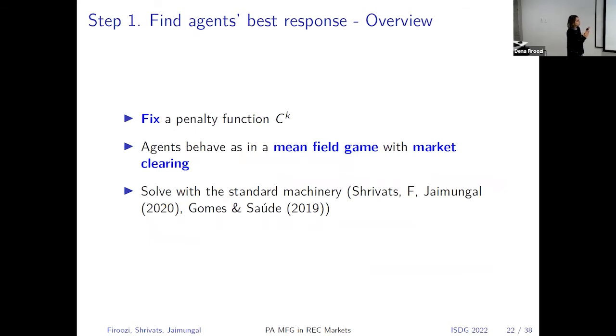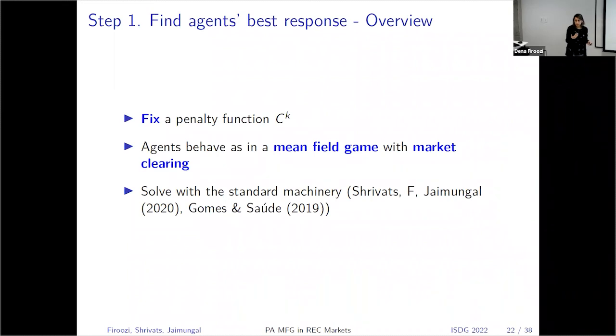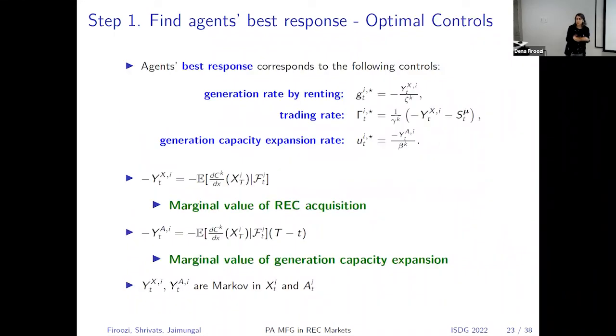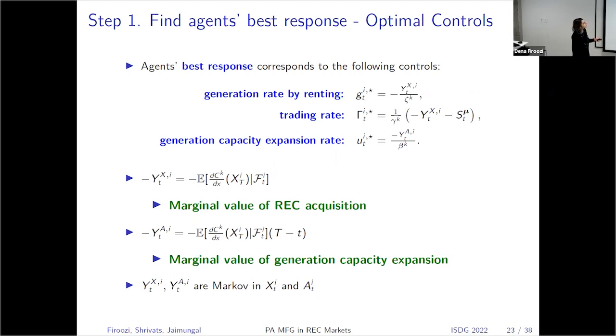For the first step, I'm not going through the details, because we can obtain the best response strategies just by following the same lines as in our prior work. So I invite you to check this work if you are interested. I would rather present the results and just interpret them. Here are the best response strategies of agents for a fixed penalty function. As you can see, the generation rate is proportional to this process, Y^X, and also the trading rate is proportional to this process. This process is characterized here mathematically.